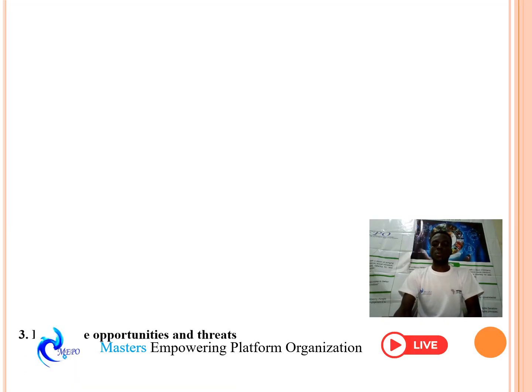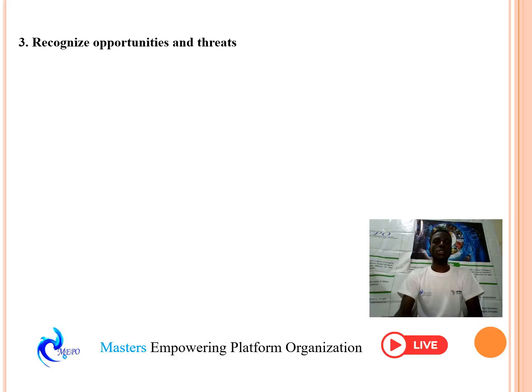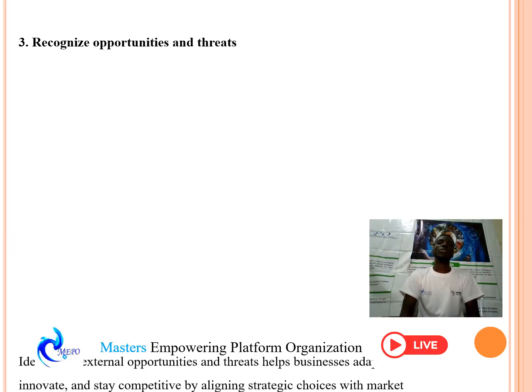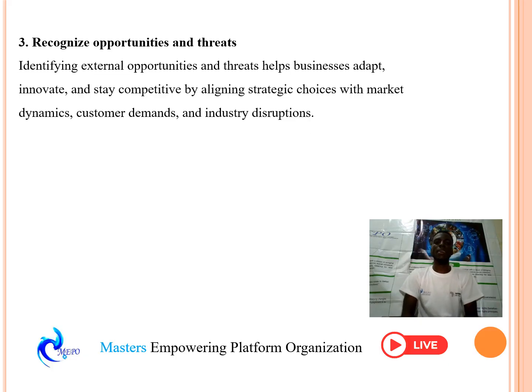Not only that, today we look also at the third key objective, which says recognizing opportunities and threats. Recognizing opportunities and threats by identifying external opportunities and threats helps businesses adapt, innovate, and stay competitive by aligning strategic choices with market dynamics, customer demand, and industry disruption. Now, when we see our customer, what are their demands?